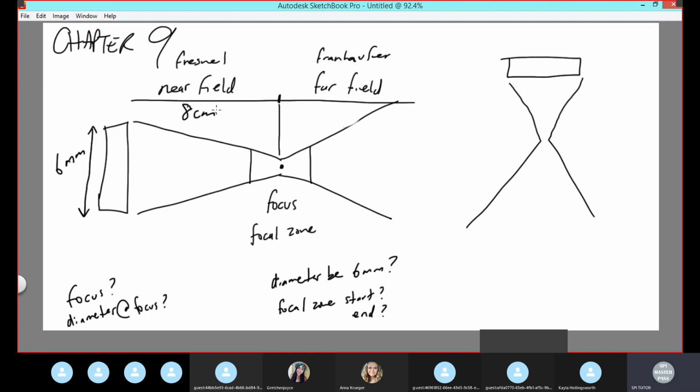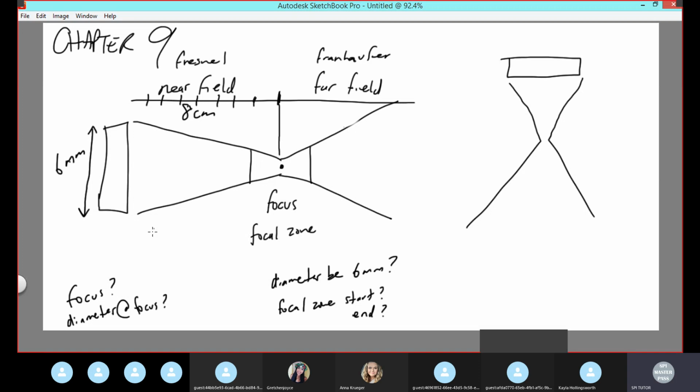My near field is 8 centimeters, okay? 8 centimeters long. So 1, 2, 3, 4, 5, 6, 7, 8. Because it's going to my near field. Where does it end? At the focus. And here's the focus. So right there, it's going to be 8. Okay, so 1, 2, 3, 4, 5, 6, 7, 8. So if they ask you where the focus is, it's at the end of the near field.